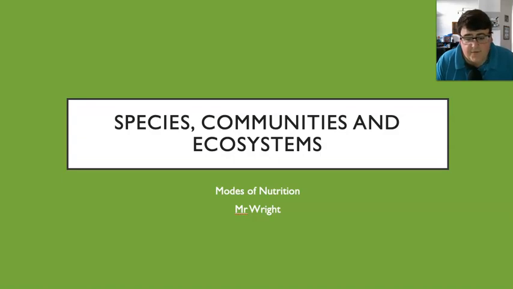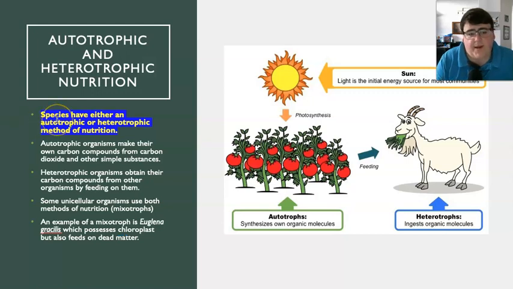This is our second video in talking about species, communities and ecosystems. Again, this is an IB topic, so if you're from the SACE curriculum, this is not a video that you need to note down. In this video, we're going to be talking about modes of nutrition, so talking about autotrophs and heterotrophs, etc. So let's begin. The first thing that we're going to talk about is autotrophic and heterotrophic nutrition.